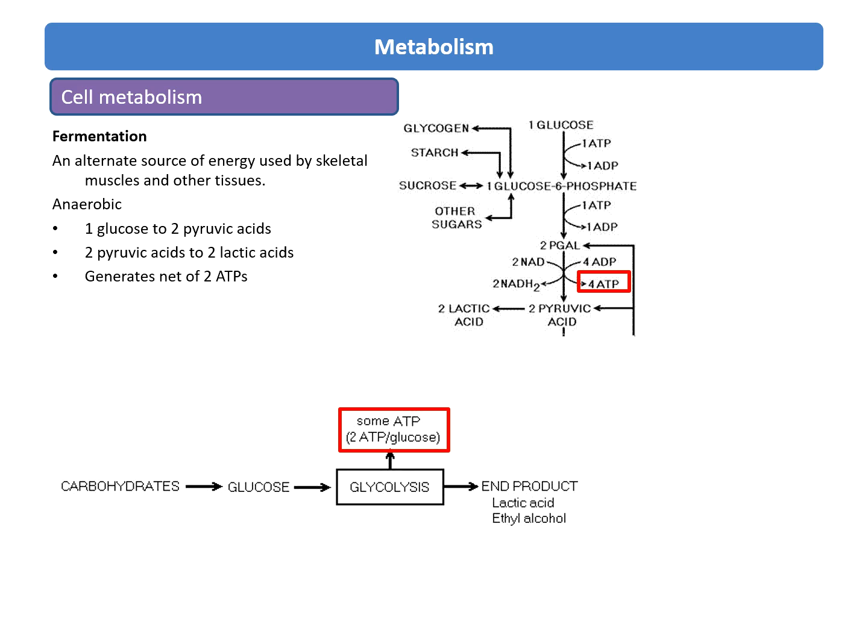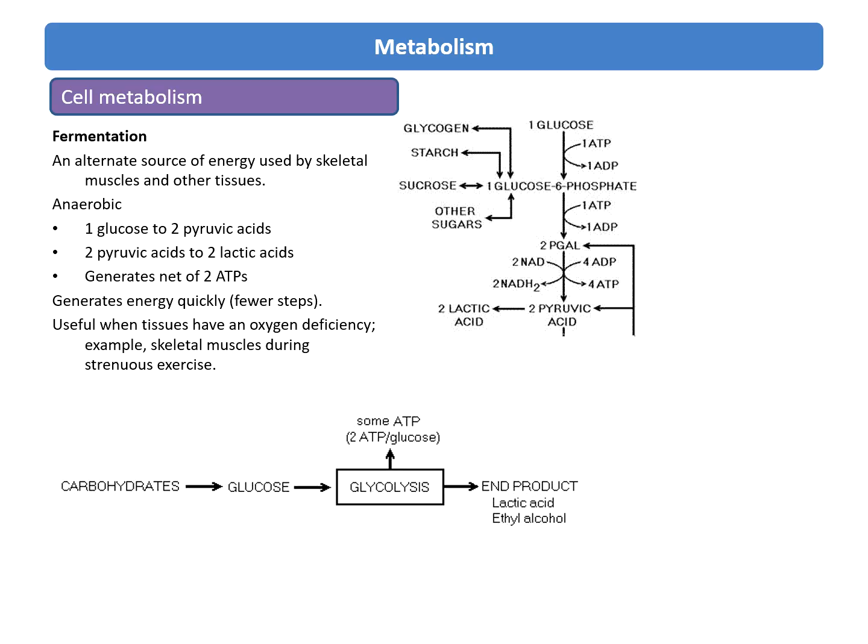Now remember, even though the diagram shows 4, 2 of those were used to pay back the cell for the 2 that were used to activate glucose. It generates energy quickly because there are fewer steps involved. So it's useful when tissues have an oxygen deficiency and yet they need to generate energy fast. Skeletal muscles use this source during strenuous exercise.